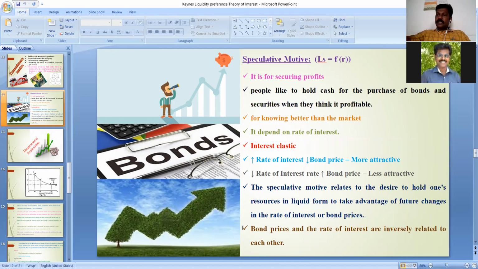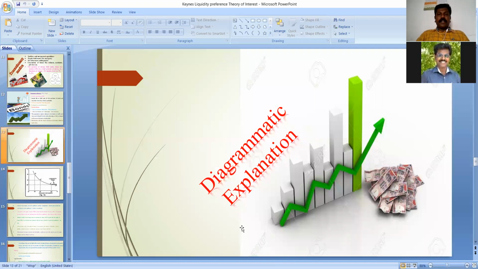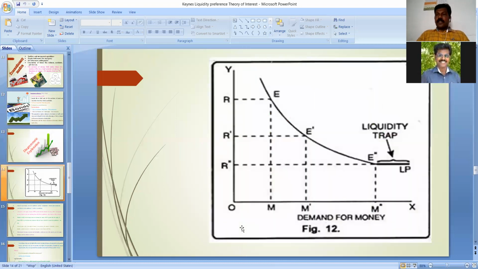When the rate of interest increases, the demand for money falls, and vice versa. There is an inverse relationship between the rate of interest and the demand for money. We can show the changes in the rate of interest and the demand for money with the help of the liquidity trap or a diagrammatic explanation.